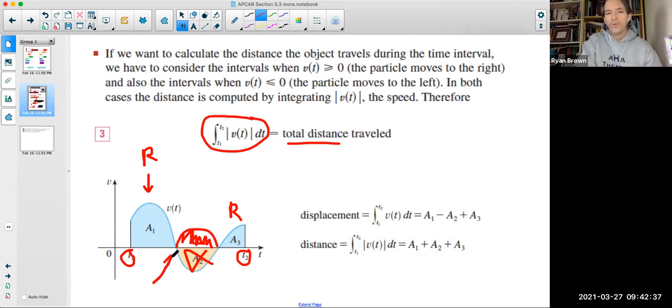What we really have to find here, which makes it a little bit harder, is where our particle is stopping and changing direction. Because then we have to know which ones we have to take the absolute value of. Some of these areas are already positive, like this one and this one. Do I have to absolute value it? No, not really. We just need to absolute value the ones that were negative. So we have to find those first, and then we'll absolute value and do all the areas.